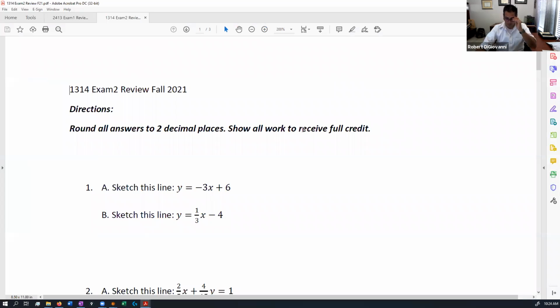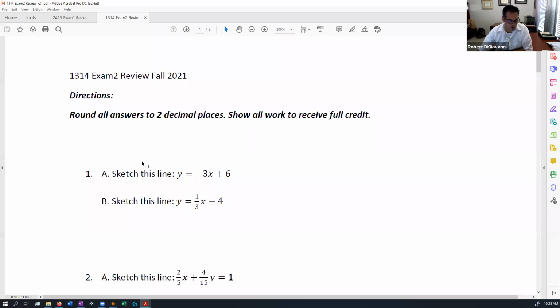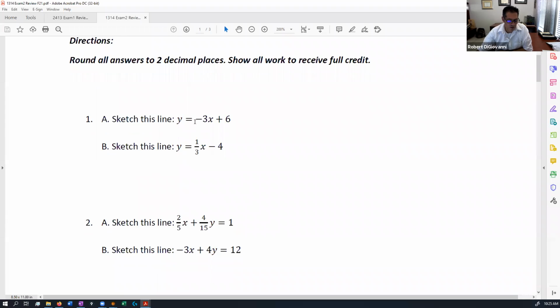All right. So your test will be similar to this review. This review has all the concepts that you need to know. So the first question has two parts to it. It asks you to sketch these lines. So you have to determine how you want to do that. Remember, to sketch a line, there's two different ways, right? There's the intercept method, and then there's the slope intercept method. I do not care, but these two are probably best suited for what method? Can you all tell?